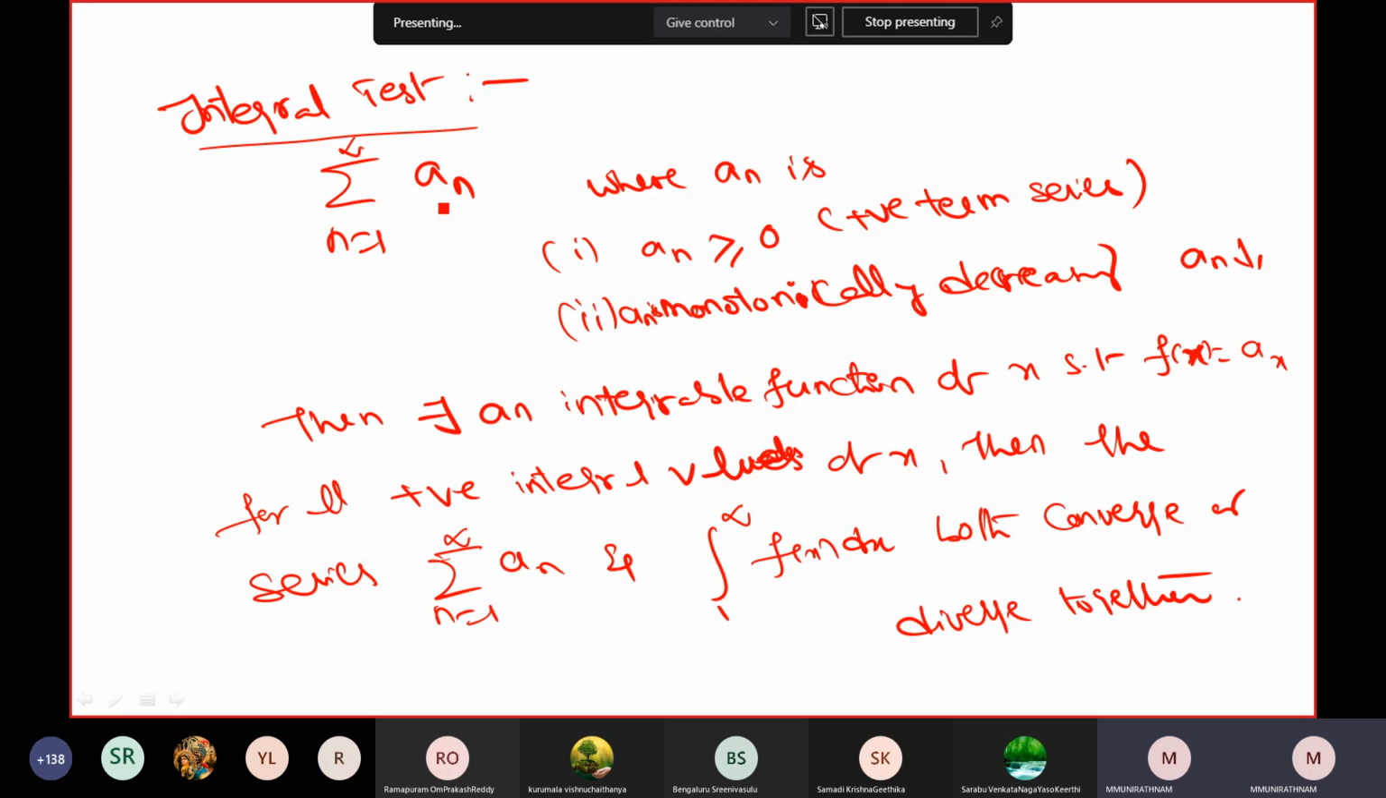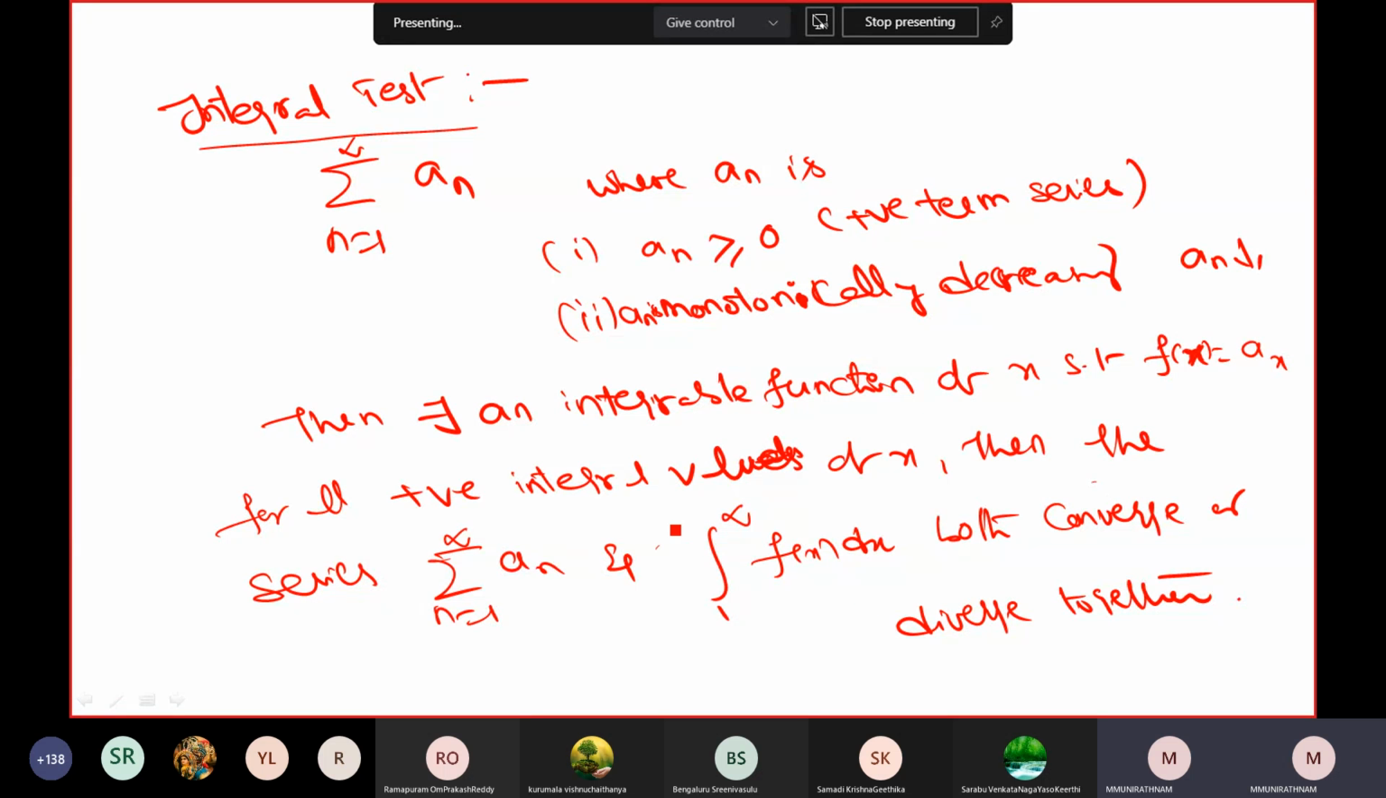An, we treat it as f of n, or ax as f of x. Wherever n is there, we treat that as x. Okay, there exists an integral function f of x such that f of x equal to ax, for all positive integral values of x. So you don't bother about this. మనం an ని f of n అనుకుంటాం లేదా ax ని f of x అనుకుంటాం. Okay na? Then the series an and this integral both converge or diverge together.